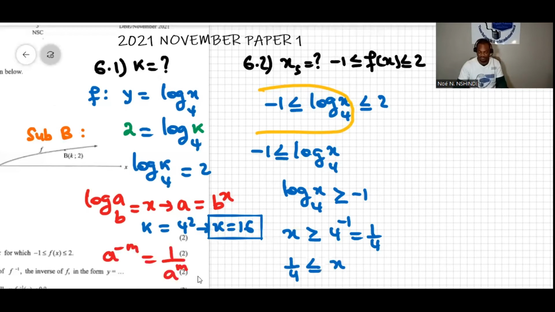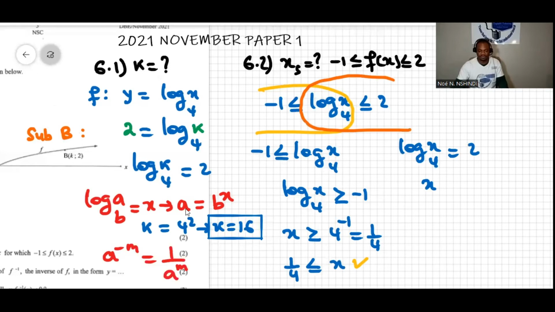We already have this part done. Now I want to do the other part. I'm going to consider these other parts here. So what we have here is log of x base 4 equal to 2. Using this formula, we will have what?